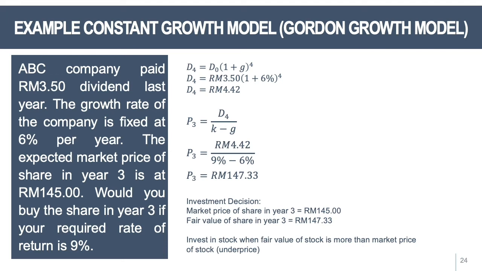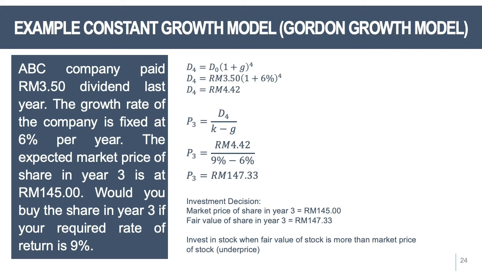Then you need to compare with the market price in year 3. So basically the fair value is 147. The market price is 145. So you invest in the stock when the fair value of the stock is more than the market price of the stock, or we say it is in an underpriced condition.